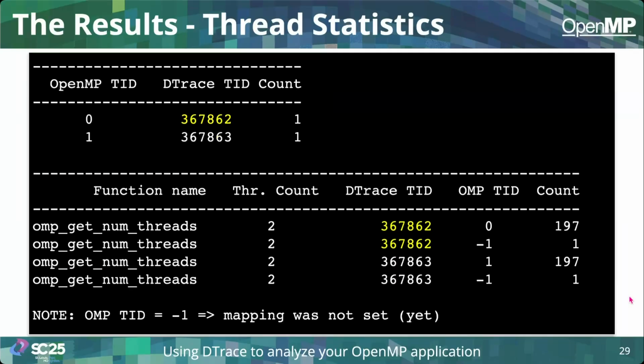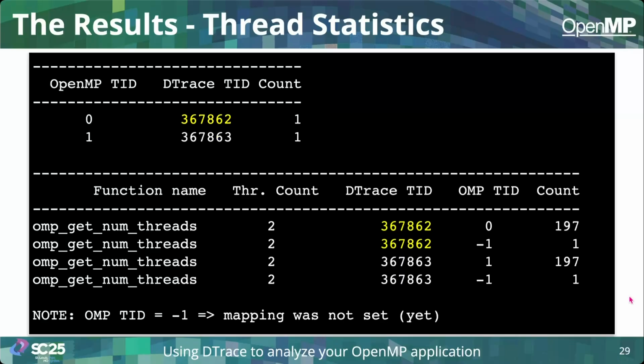This is for the thread statistics part. And here we see the mapping. We see that a DTrace thread ID shown in yellow is actually OpenMP thread ID 0. And the other one is thread 1. And we know that probe only fired once, but the count confirms that was by design. I don't need to store that information again and again. I only need to have that mapping once.